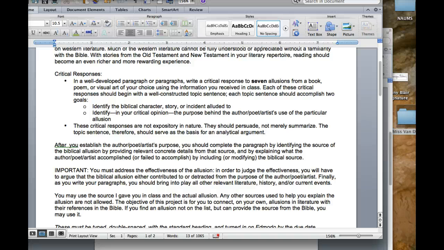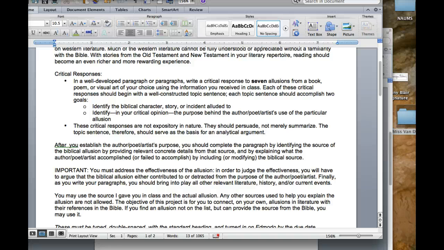These are called critical responses. And so you could find an allusion in a book, a poem, a piece of art, or a cartoon, or anything, a song, using information that you've received in class and on the videos. So each critical response should begin with a well-constructed topic sentence, and each topic sentence should accomplish 2 goals. In your topic sentence, you'll identify the biblical character or the story or the incident that was alluded to, and then identify, in your opinion, the purpose behind the author's use of the particular allusion.